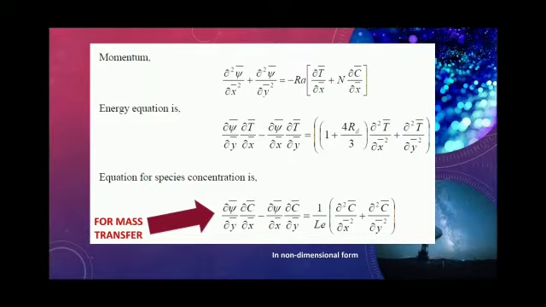For this chapter, we just look at the equation for mass transfer only, which is the bottom one, which is ∂C/∂Y times ∂C/∂X minus ∂C/∂X times ∂C/∂Y equal to 1 over LE times ∂²C/∂X² plus ∂²C/∂Y².